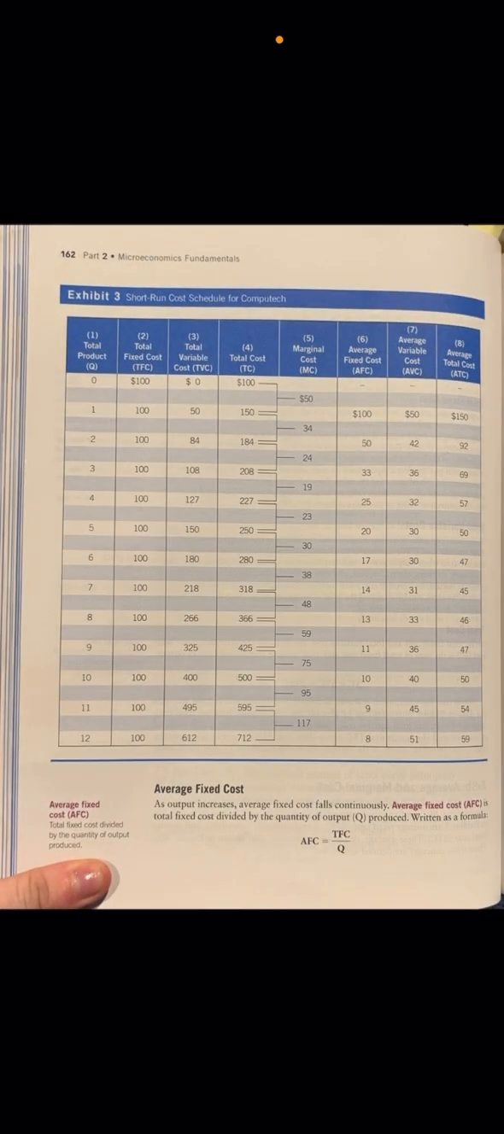Average fixed cost. As output increases, average fixed cost falls continuously. Average fixed cost is total fixed cost divided by the quantity of output Q produced, written as a formula, AFC equals TFC over Q. Exhibit 3. Short run cost schedule for CompTech. I will not be going over this.